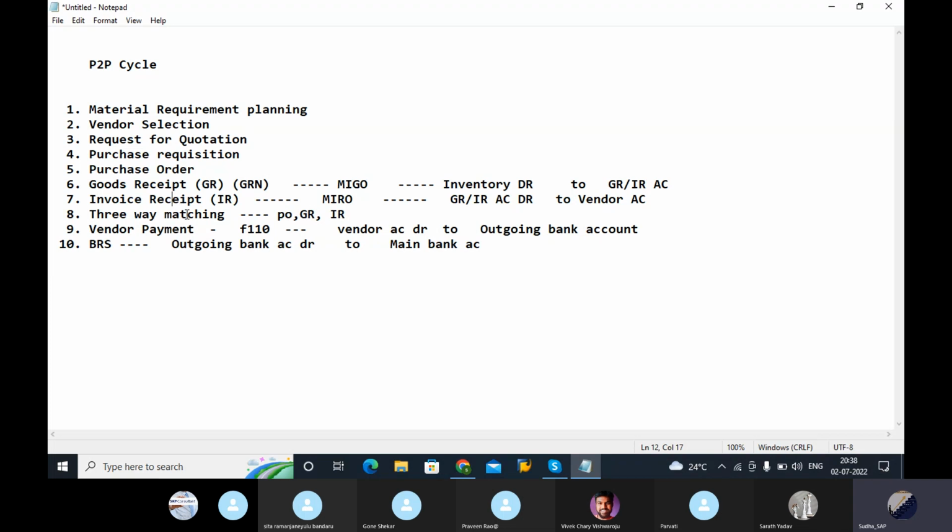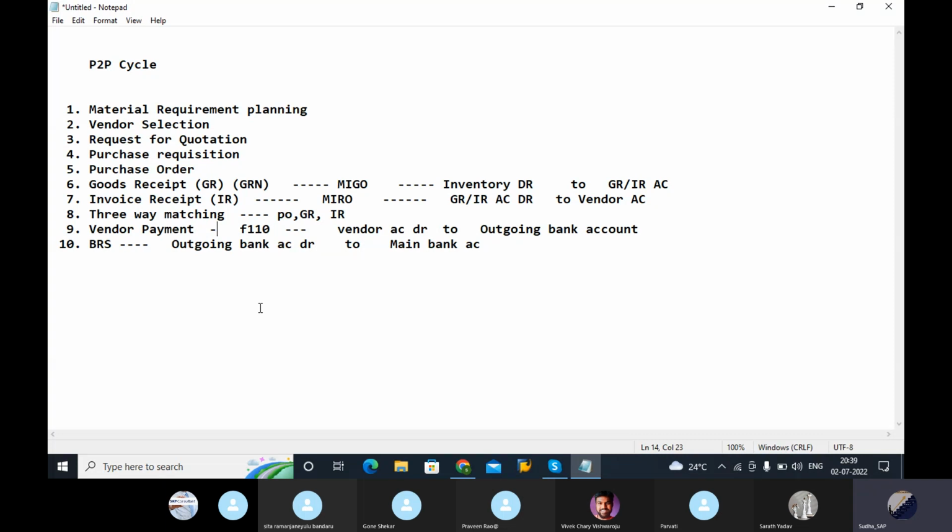Then after that, three-way matching will occur. The FICO consultant matches this PO, GR and IR. After the matching of these three, the FICO consultant goes for vendor payment. So it will occur in APP or manual payment.